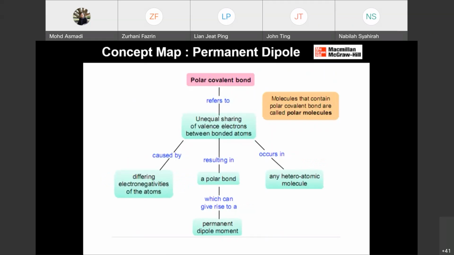Okay. The molecules that contain polar covalent bonds are called polar molecules. Polar covalent bonds refer to the unequal sharing of valence electrons between bonded atoms. It is caused by the different electronegativity, right? So it can result in a polar bond, which can give rise to a permanent dipole moment. Any heteroatomic molecules. For example, like this one, if you still remember about the dipole moment.